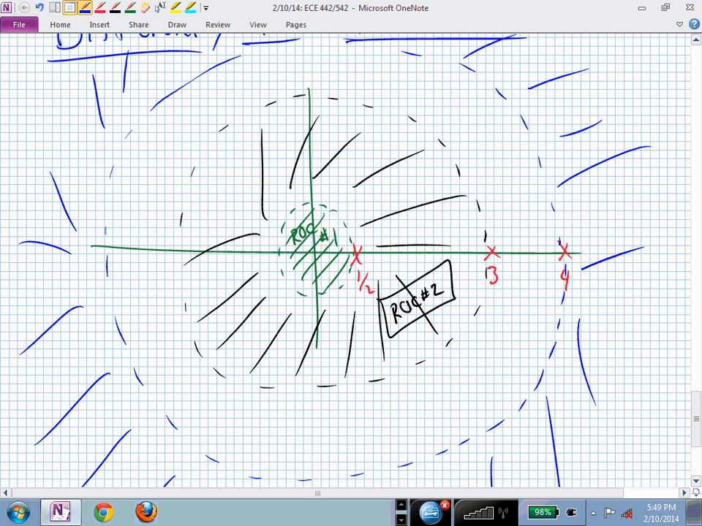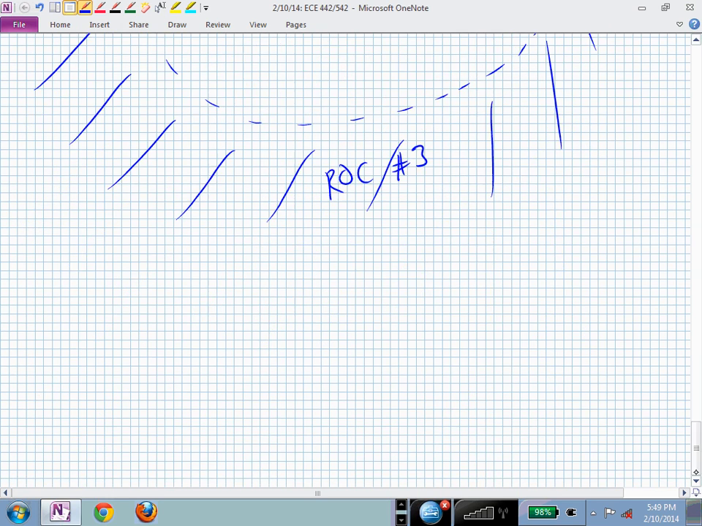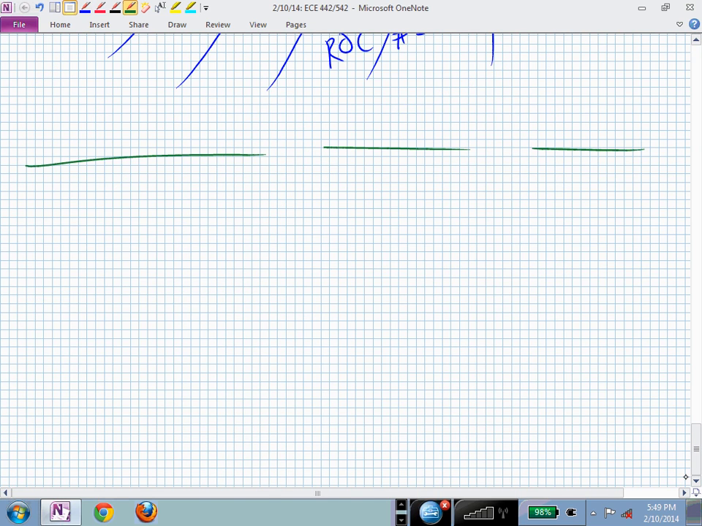All right, so let's look at the first one, region of convergence number 1, which I've shaded in green. So I need to make sure I'm green. Kermit, for all you Sesame Street children.